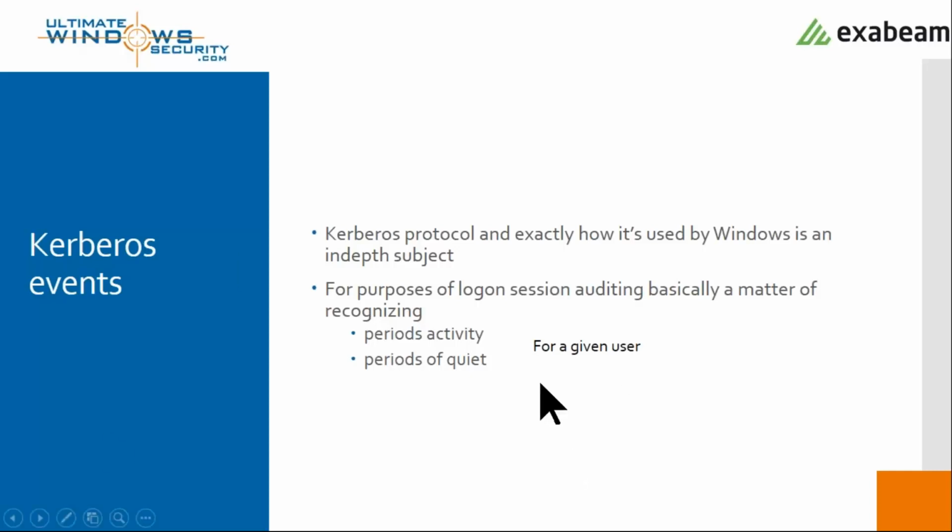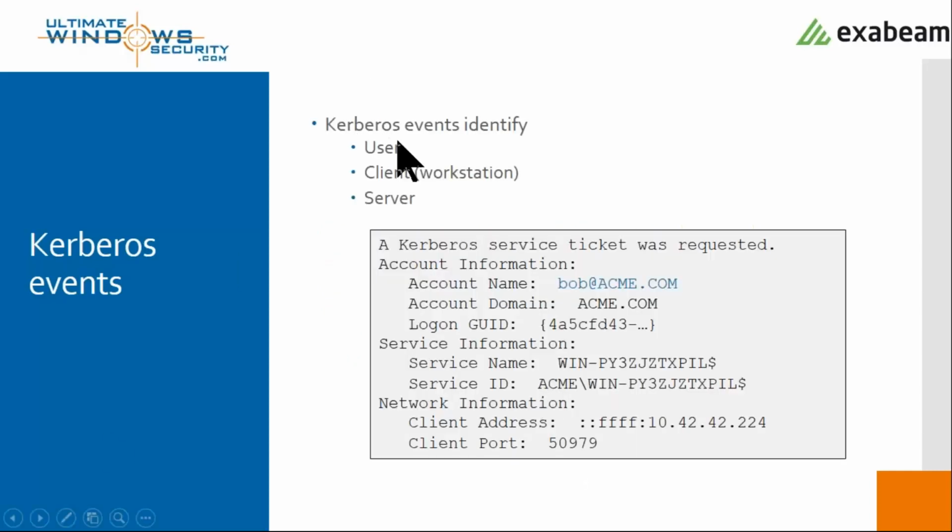Right. By the way, one thing to know is Kerberos events always identify the user account, the client, which is typically going to be the workstation, and the server they're connecting to. Now that may be by the Active Directory name of the computer, or sometimes, like in the case of the client, it's the IP address.